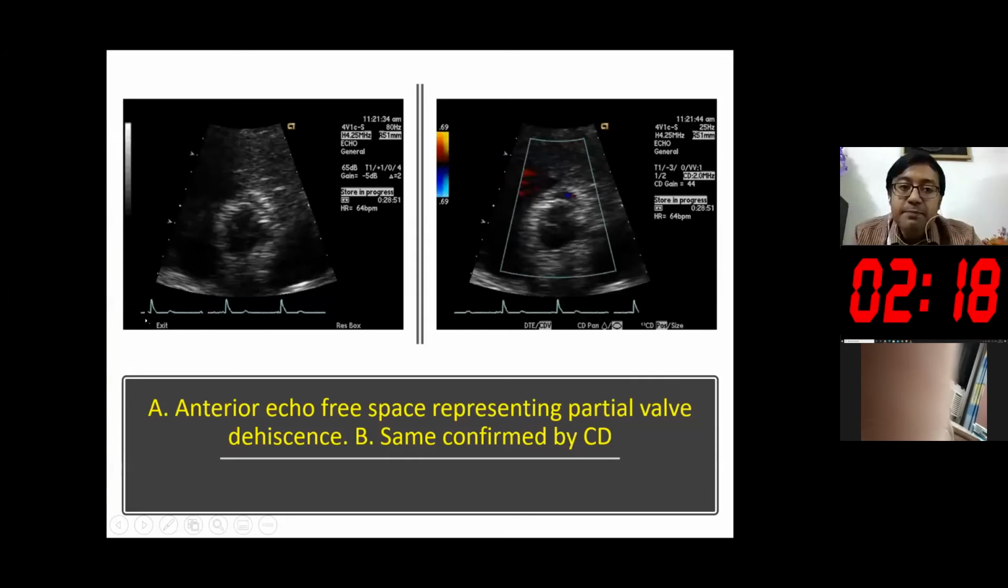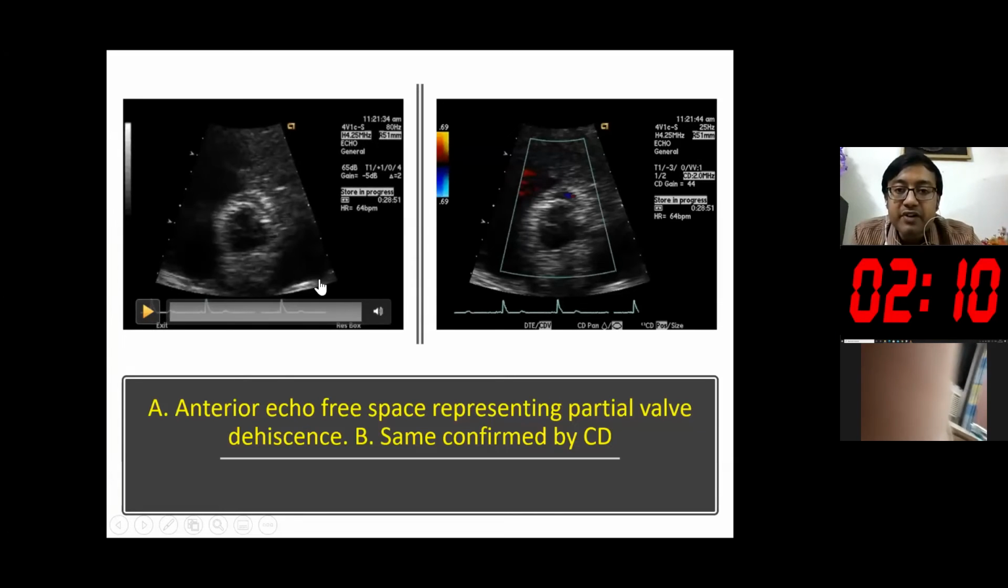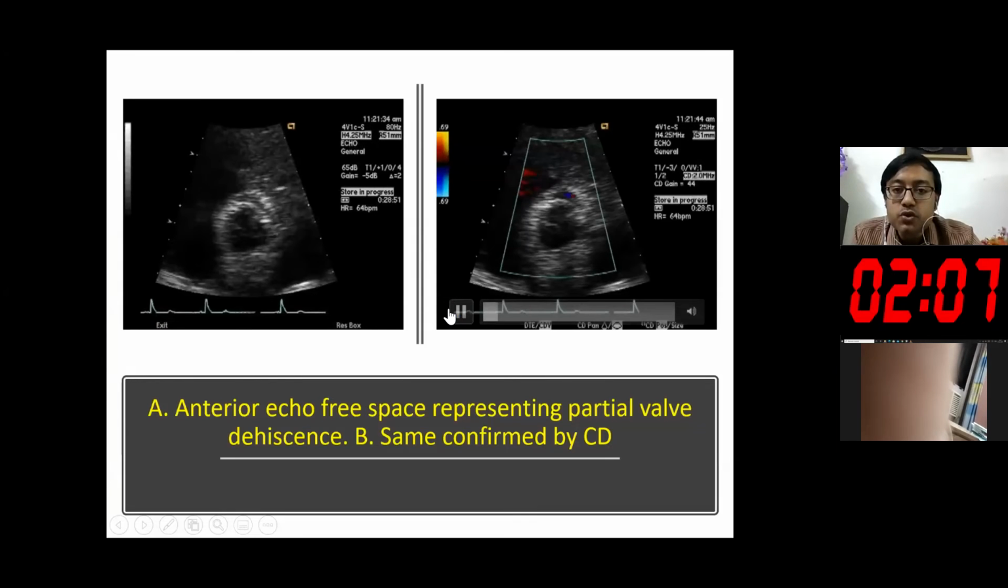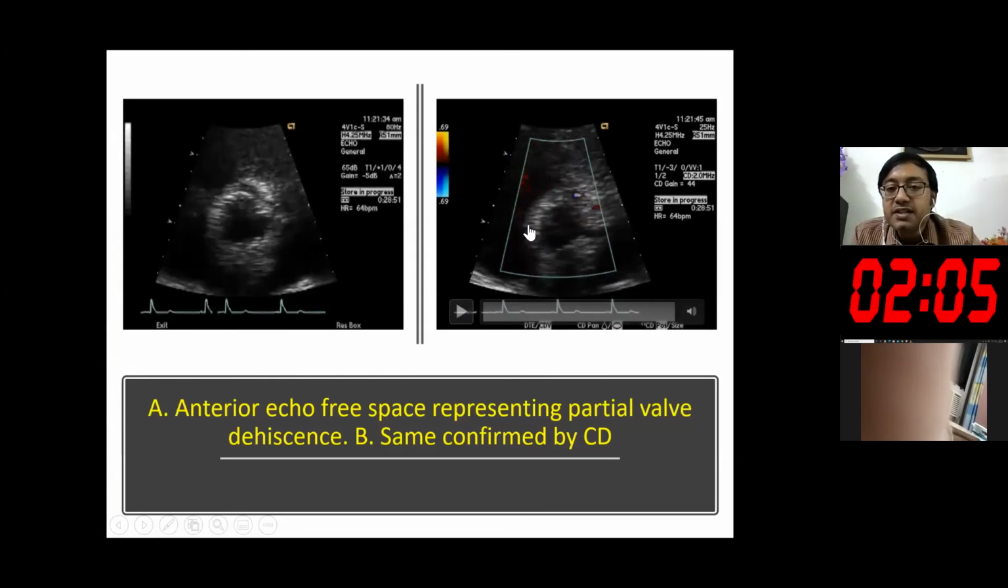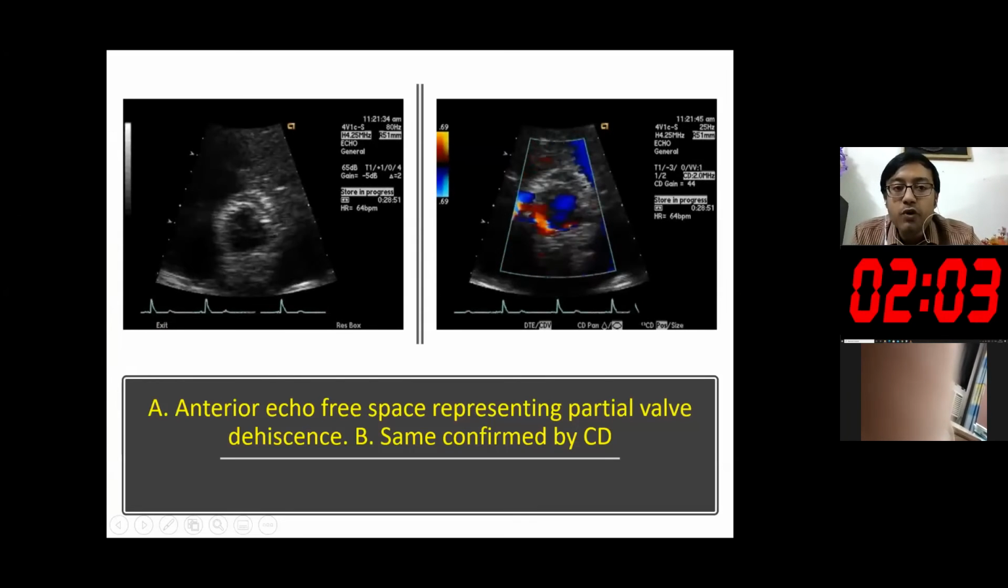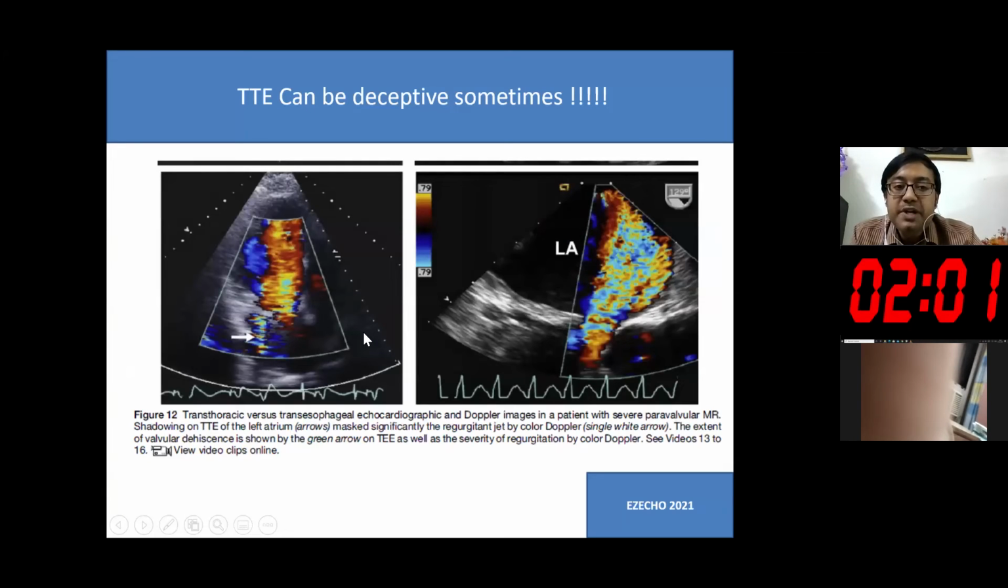In the same patient in the PSAX, the short axis image, this anterior echo-free space, as we can see in the video, is an indicator of valve dehiscence, and this is confirmed by color Doppler, where there is flow. Transthoracic echo can be deceptive at times.